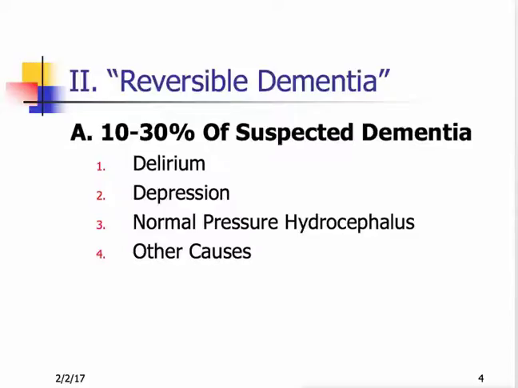So first of all, in terms of dementia, actually 10 to 30% of suspected dementias are reversible type dementias. And delirium would be the first one that we would think of. Depression, many people don't think of that, but depression can be mistaken for dementia. Normal pressure hydrocephalus, we'll talk more in depth on that. We could do a whole lecture on that.